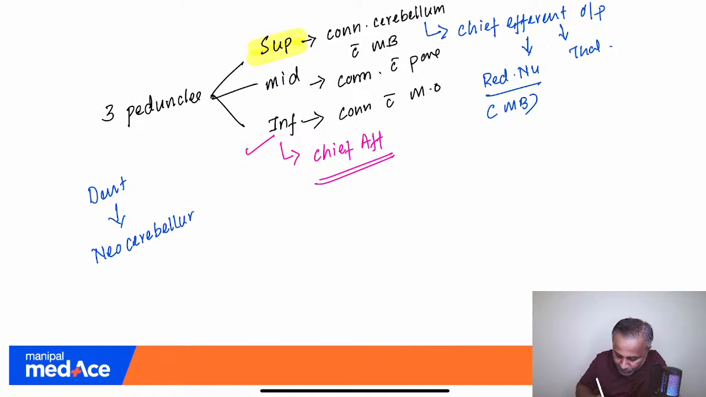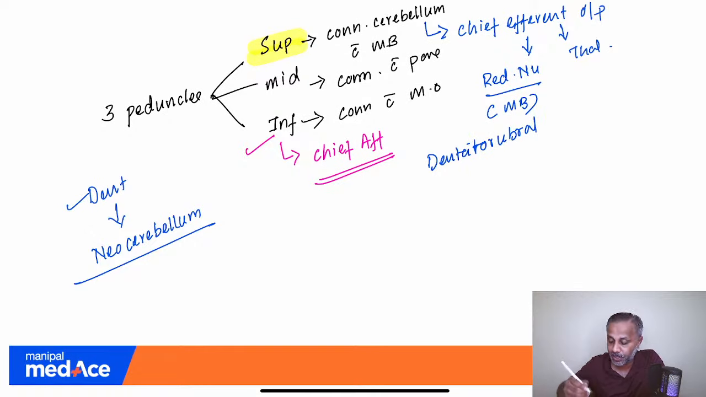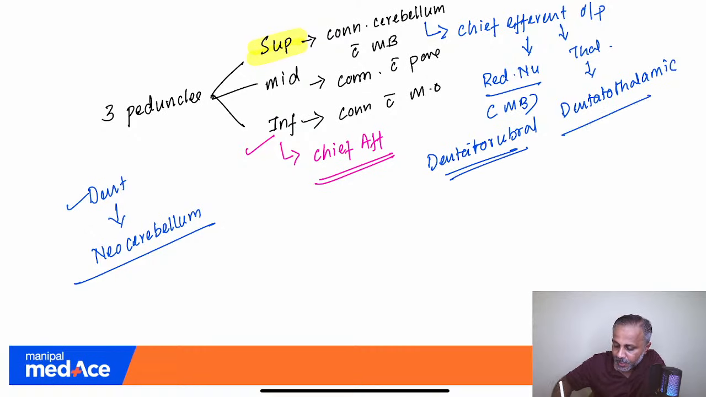And what is the function of neocerebellum? This is the cerebellum which controls the coordination of fine movements. Okay, skilled movements. That is brought about by dentate nucleus, and the fibers reach the target organ, that is the red nucleus or the thalamus, through dentatorubral fibers, or if it goes to thalamus, you call it dentatothalamic fibers. Okay, so these are the chief efferent fibers, remember again, which go to red nucleus in the midbrain or the thalamus in the diencephalon.